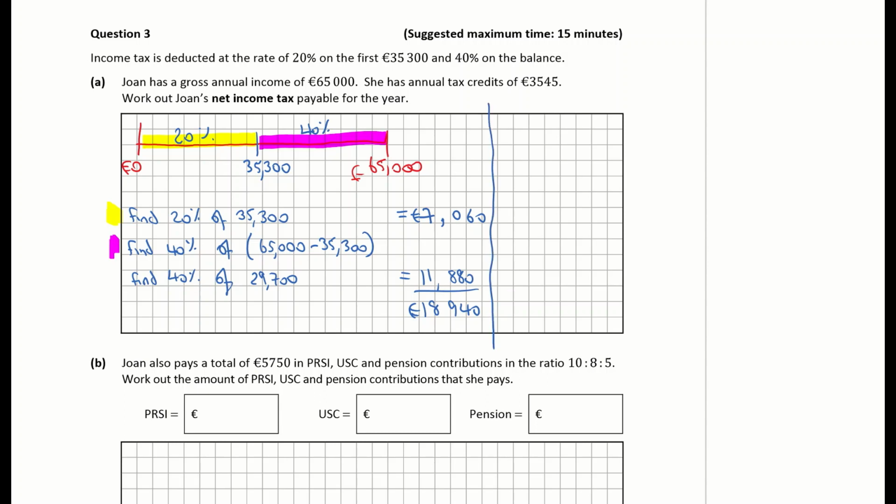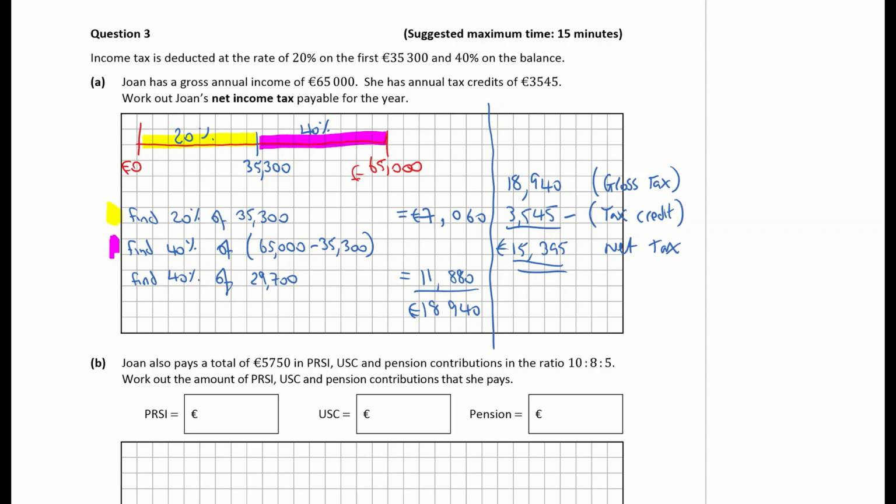But in order to get her net tax, I need to take away the tax credit because the tax credit is good. So I go 18,940. I'm just going to put a little note there that that's the gross tax. I'm then going to subtract from that the tax credit of 3,545, which is given to us in the question. And when I take that away, I'm getting my net tax of 15,395 euros. So that's my net tax, or Joanne's net tax. And that should be my answer to part A.